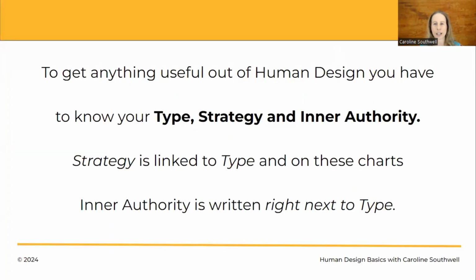To get anything useful out of human design, you have to know your type, strategy, and inner authority. Now, if you're brand new to human design, you won't know this yet, but strategy is linked to type. So as long as you can find type, you will automatically have your strategy. And on these charts on Genetic Matrix, inner authority is written right next to type. So you'll see that in a minute.